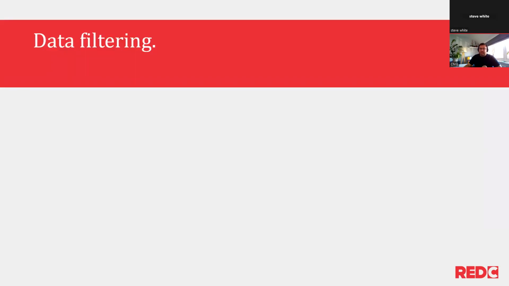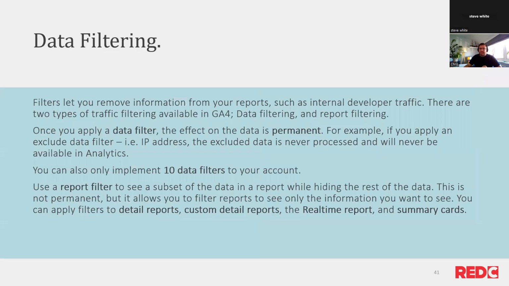The other section in data you need to consider is data filtering. Filters let you remove information from your report. These could be things like internal developer traffic, internal call centers, or people who work remotely. You don't want to see data from them doing things in your reporting. There are two types of data filtering in GA4 by default. One is on data, the other is on report. Report filtering we'll look at in the second session, but a data filter is a permanent effect you're going to apply, and it's more akin to the IP filtering you would have done in Universal Analytics.